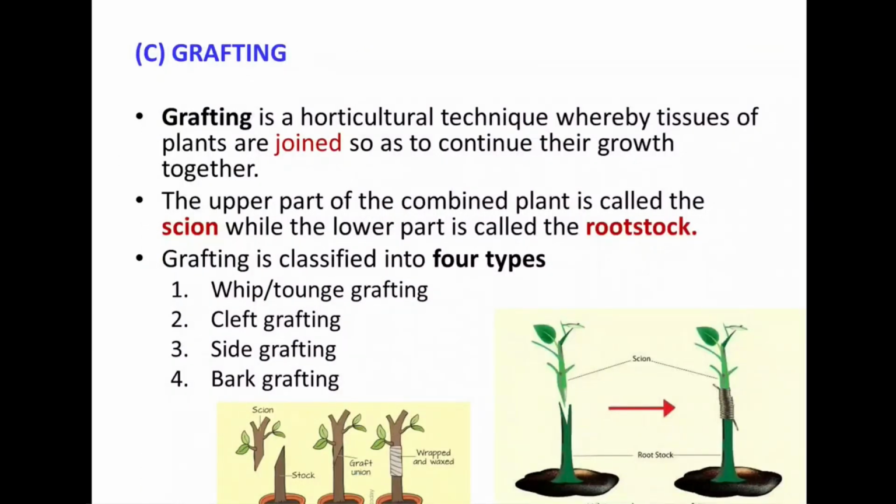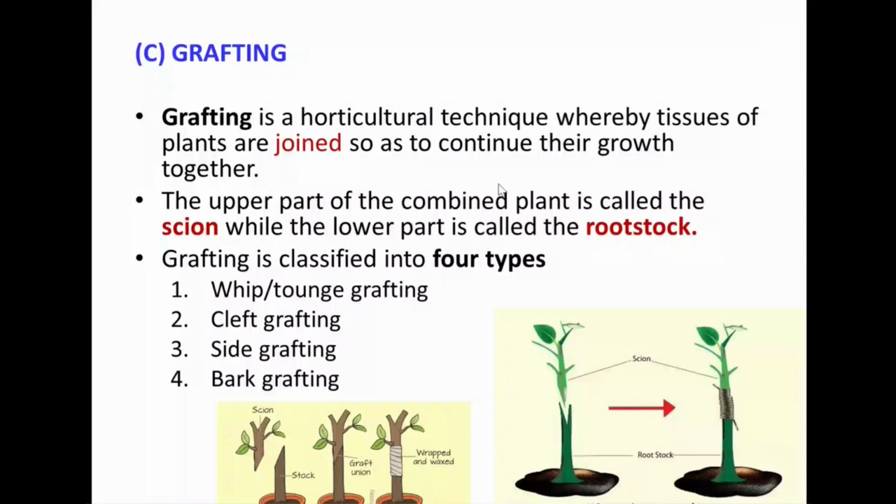Of course, grafting is again a very popular technique, and one of the ancient techniques too. This is a horticultural technique whereby tissues of plants are joined so as to continue their growth together. To get a desired variety, this is one of the popular techniques where you can use two different varieties.